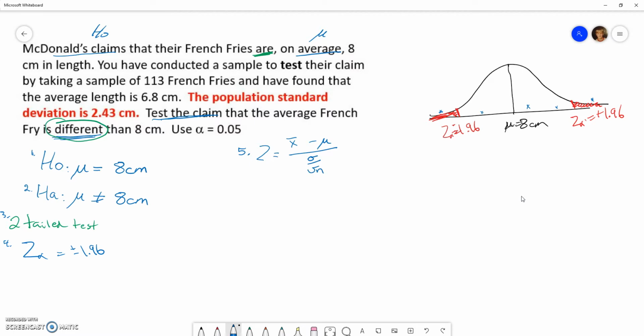which uses that formula. So the sample mean, X bar, we found the sample average to be 6.8 centimeters. The population average, assumed to be the true value, is 8 centimeters. Population standard deviation, 2.43 centimeters, divided by the square root of our sample size, 113. That's how many French fries we counted. So the test statistic, the one we calculate, turns out to be negative 5.25.